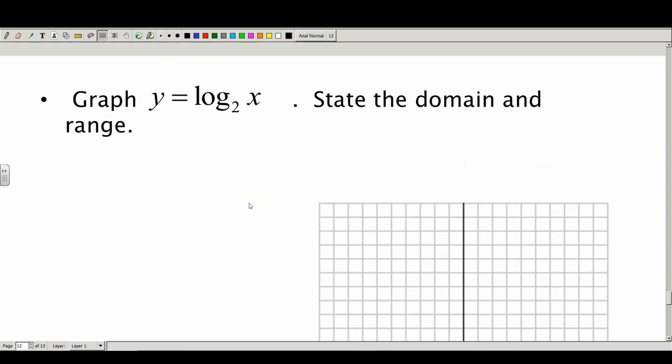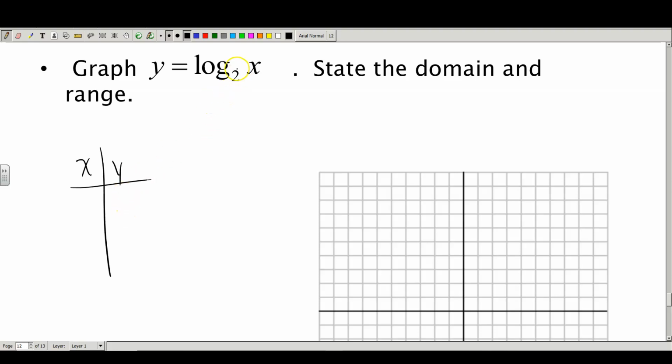All right, now we're going to look at how to graph log functions. So here's an example where we have just y equals log base 2 of x, and it says to state the domain and the range. So let's think about this from scratch, starting with an x and y chart.